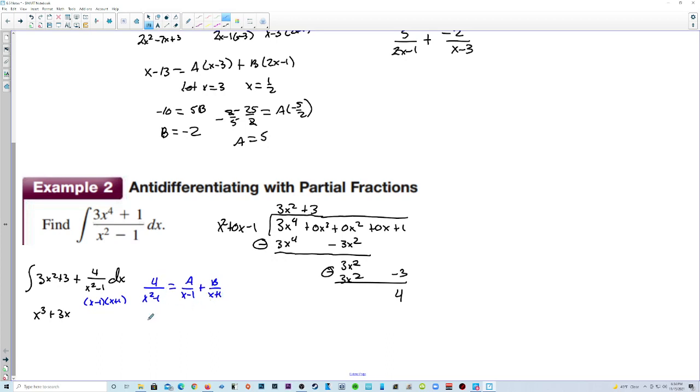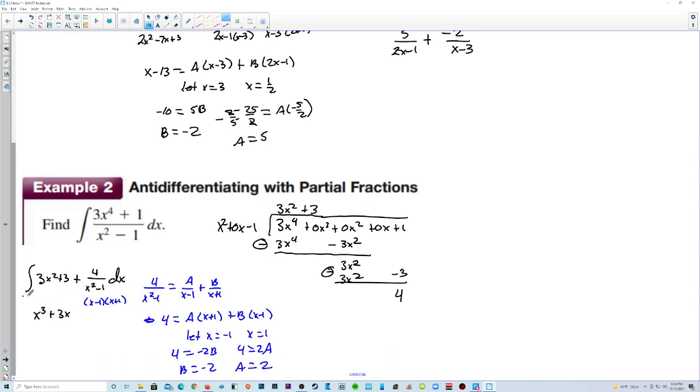Let's get the numerators to be the same. So we need 4 is equal to a times x plus 1 plus b times x minus 1. If we let x equal negative 1, then we get 4 is equal to negative 2b. So b is negative 2. Then when we let x equal 1, we get 4 is equal to 2a. So a is equal to 2.